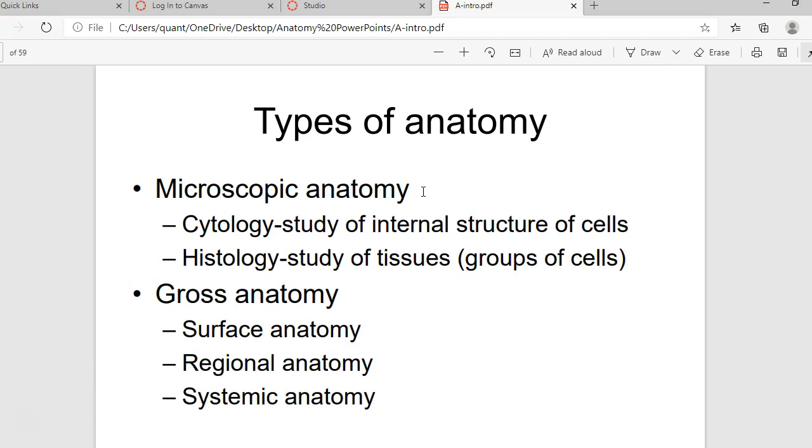You got microscopic anatomy and gross anatomy. Microscopic is small, obviously. And we divide that into two categories here in this class. So cytology, which is the study of the internal structure of cells, and histology, which is the study of tissues or groups of cells. So think muscle. You got skeletal muscle versus cardiac muscle versus smooth muscle. So the study of those different types, that's histology. And we'll talk more about this later.